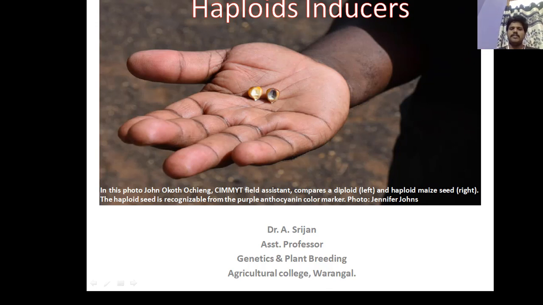In the picture, if you observe, it's a picture taken by Jennifer Johns, a CIMMYT field assistant. You observe two seeds of maize in the hand of the field assistant of CIMMYT. The left one is a diploid one, whereas the right one is a haploid one. We differentiate these two because of the purple anthocyanin color marker. So let's move on with a fast intro.